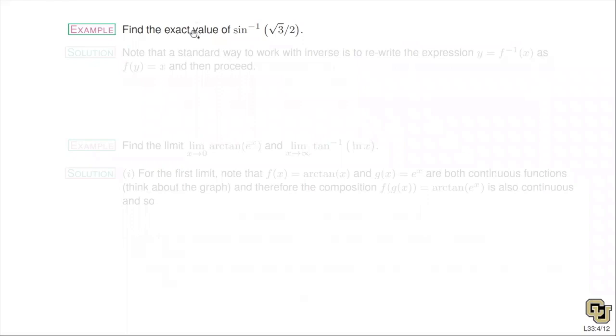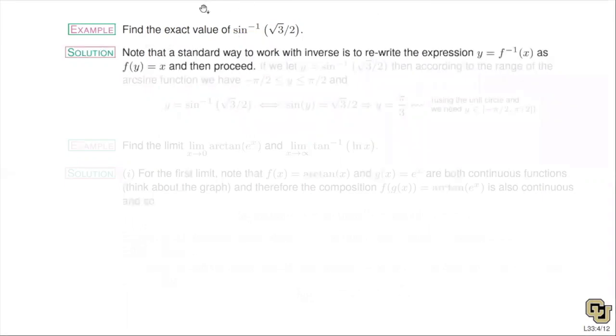Here we want to find the exact value of arcsine of root 3 over 2. The first thing I want you to realize is that for the regular sine function, the input is an angle and the output is a number. For the inverse sine, the arcsine, the input is a number and the output will be an angle. So here, for arcsine of root 3 over 2, I'm looking for some kind of angle answer. Anyway, here's the standard way we work with inverses. We reverse the equation. If you give me y equal to f inverse of x, I'll apply f to both sides and write it as f of y equal to x, and then do the necessary math.